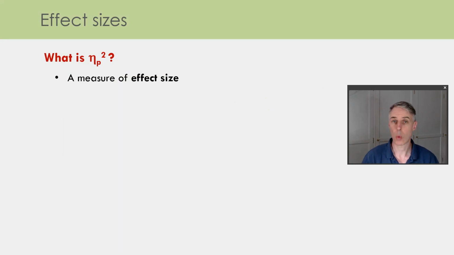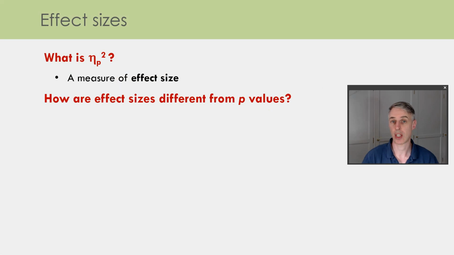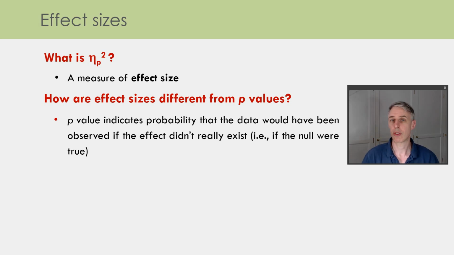Well, partial eta squared is a measure of effect size. So how are effect sizes different from p-values? P-values are often, intuitively, one of the first places we look in our output when interpreting the findings. Well, let's think first of all about what a p-value actually tells us. It indicates the probability that the data we have observed, or more specifically, the data that we have observed or more extreme, would have come up if the effect didn't really exist. In other words, if the null hypothesis was true.